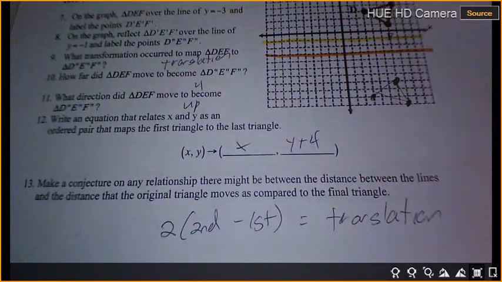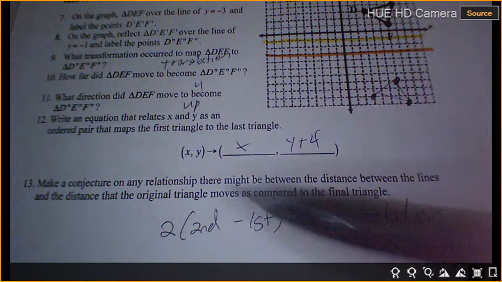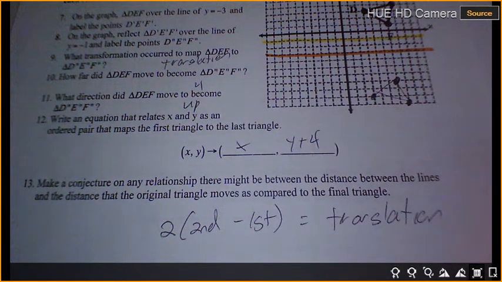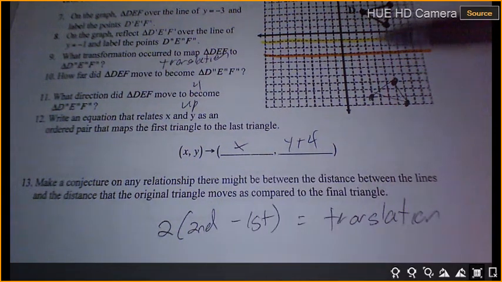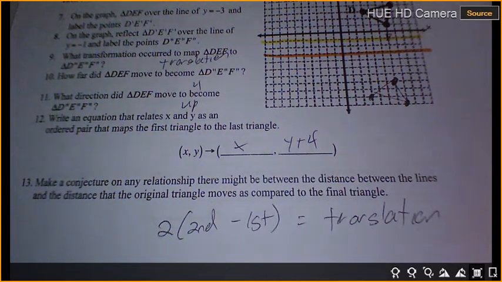Okay? So, again, this is saying the same thing. You don't have to do it in the formula thing like I did it. You could say it like I'm going to say it again. The distance between the two lines times 2 is how much your translation should go. Okay, let's flip it over.